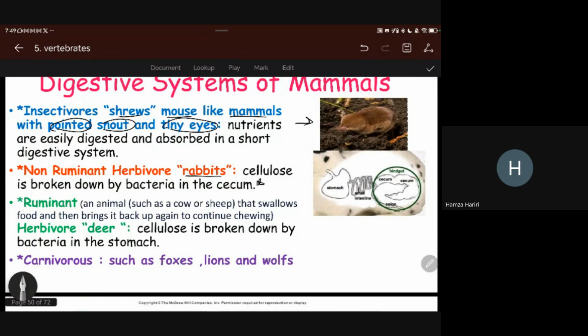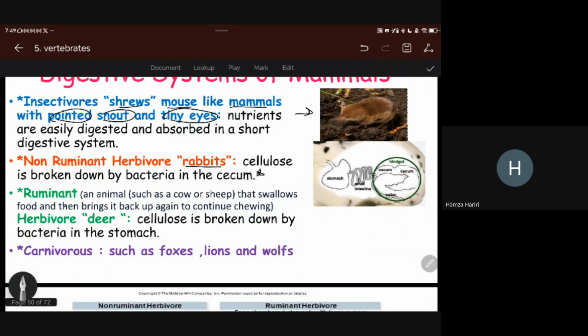Next, we have the ruminants, which are animals that take the food in, and after they swallow it, they can bring it back up to their mouth to continue chewing. So ruminant means an animal that can take in its food, chew it partially, swallow it, and then bring it back into the mouth to continue chewing, unlike the non-ruminants, which are like rabbits.